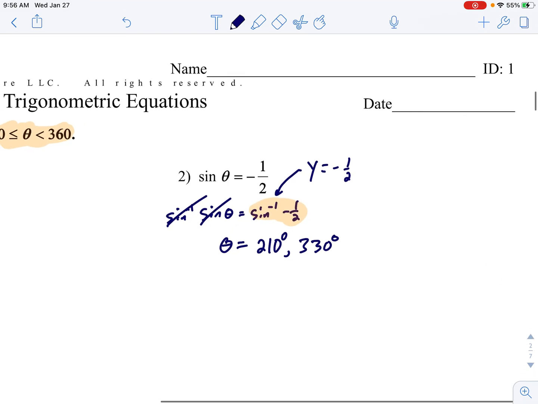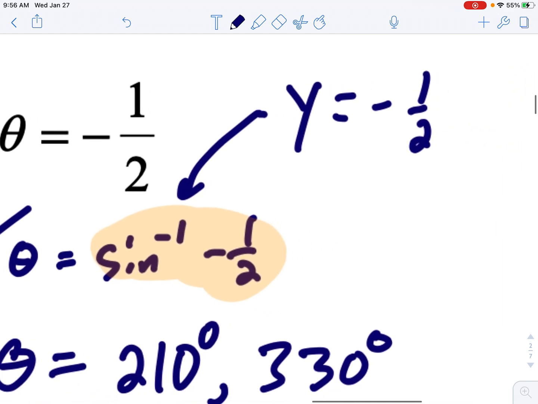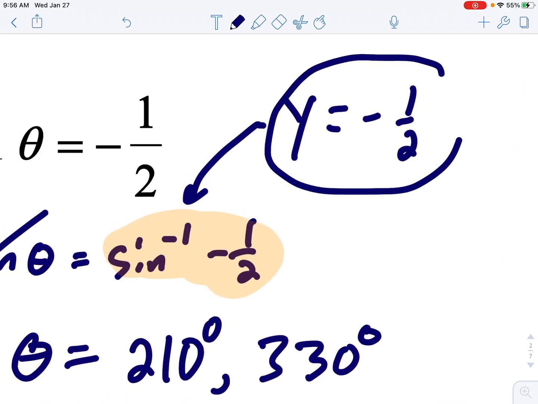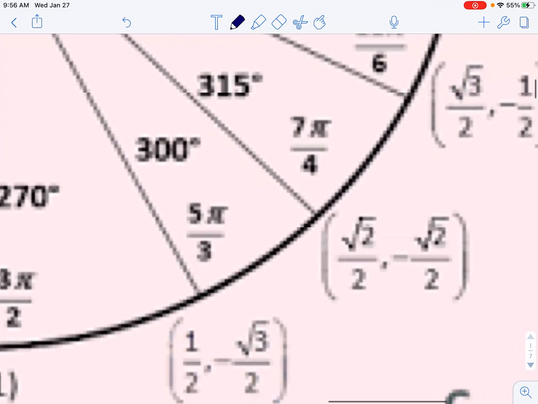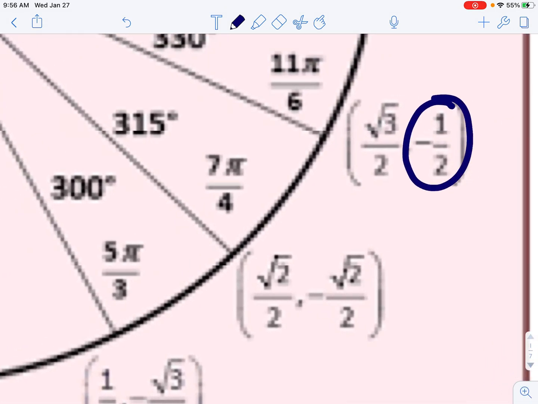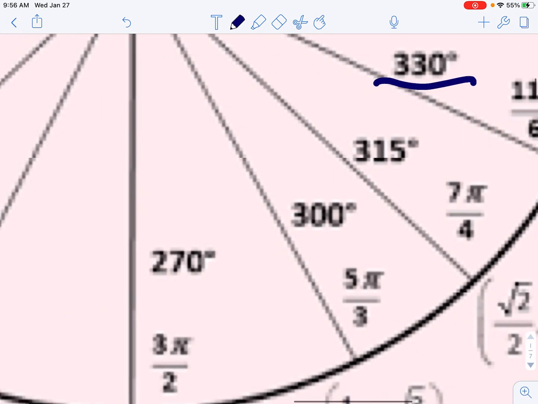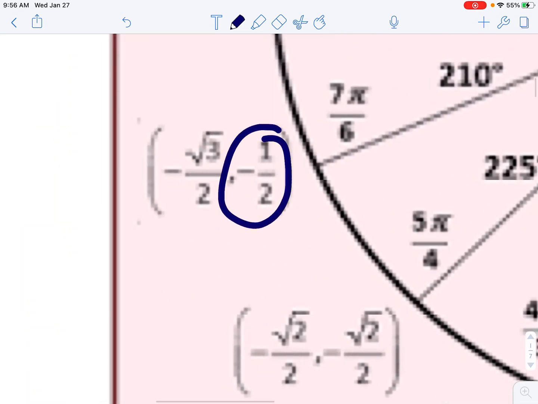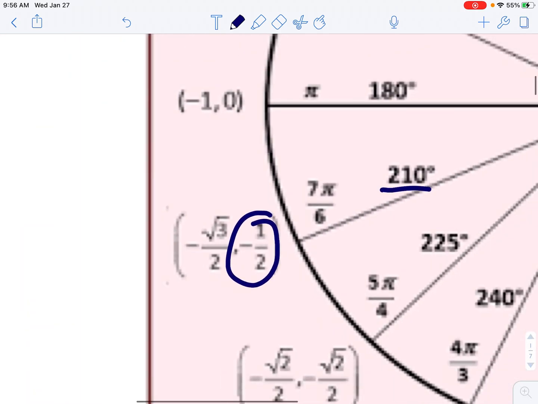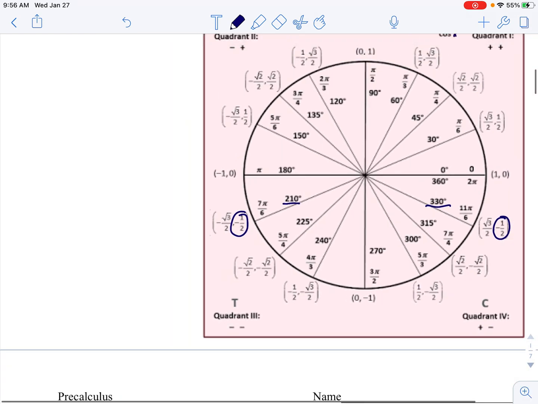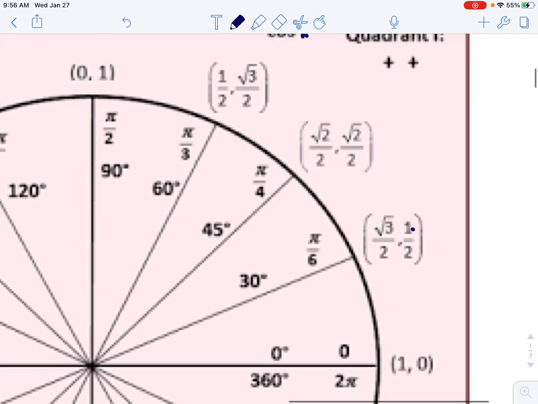So if we have the inverse sine of negative 1/2, what we're saying is we want to find a y value that equals negative 1/2 because sine and y go together. Right here is where that happens, so that's 330. And right here is where that happens, so that's 210. There's no other points on the unit circle that have negative 1/2 as a y value. There's this one, but that's positive 1/2, so that doesn't count.